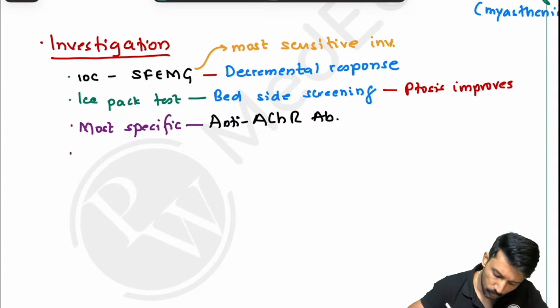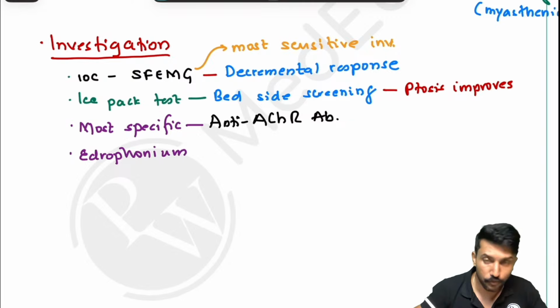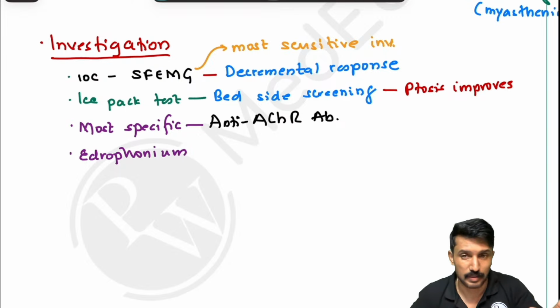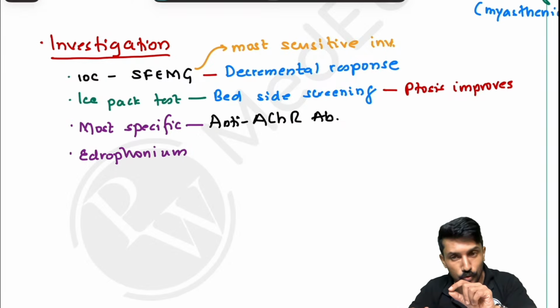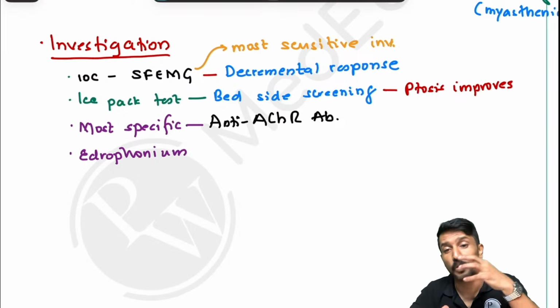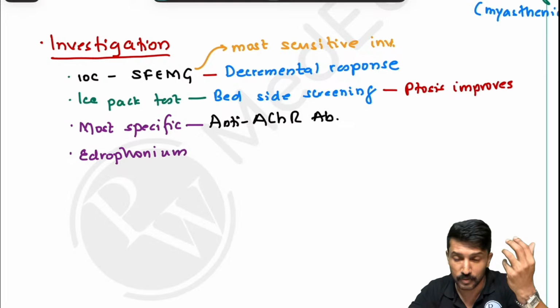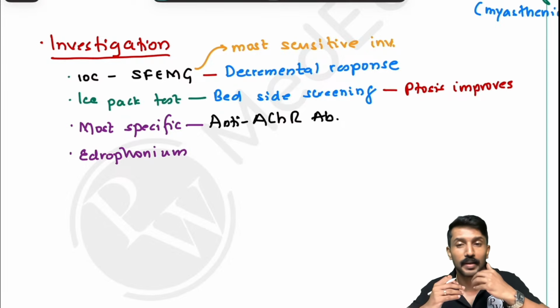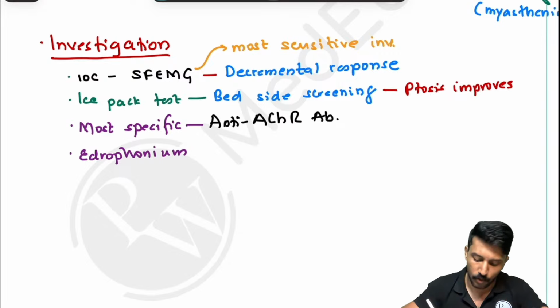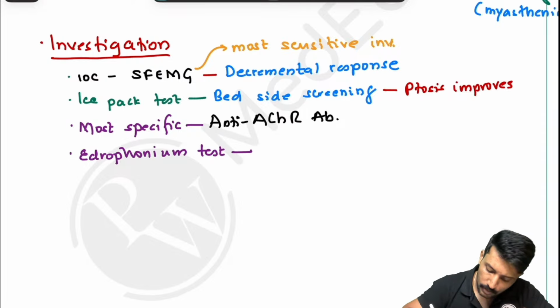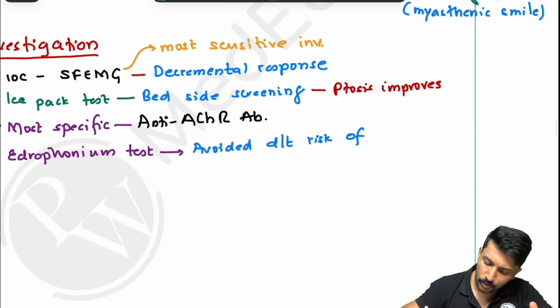Last but not the least, why is the edrophonium test not done? In the edrophonium test, we administer edrophonium or Tensilon, which is an acetylcholinesterase inhibitor. It increases the acetylcholine not only in the neuromuscular junction of the skeletal muscles, but also in the glands and smooth muscles. So it increases the contraction of other smooth muscles, and it will also lead to increased secretion of the glands, what is called cholinergic crisis. This is avoided due to the risk of cholinergic crisis.